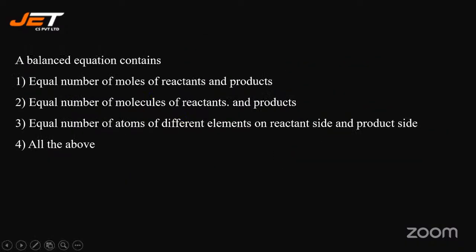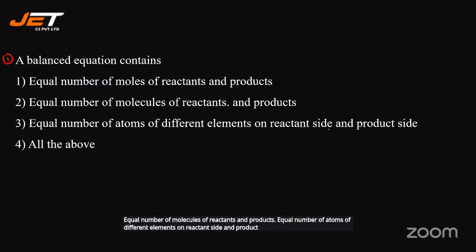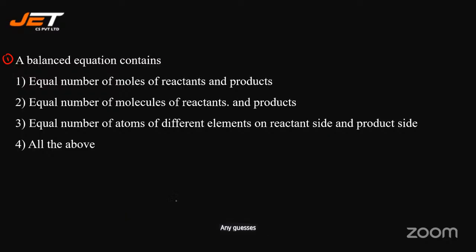So here is the first question. A balanced equation contains what? First one, equal number of moles of reactants and products. Second, equal number of molecules of reactants and products. Third, equal number of atoms of different elements on the reactant side and product side. Fourth, all of the above. Which is the right option? Any guesses? Who will give me the right answer now?